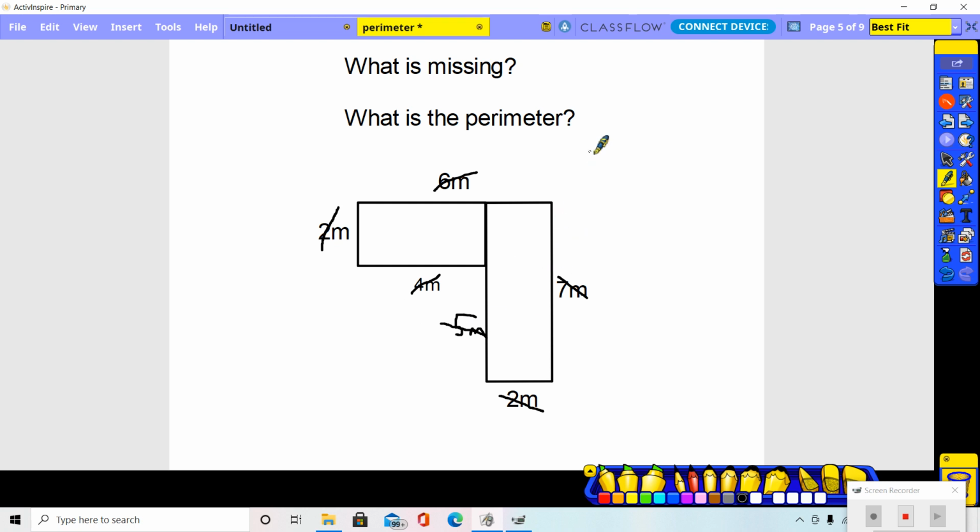That means the perimeter of this shape here is 26 meters. And there you go. That's how you find the perimeter of shapes.